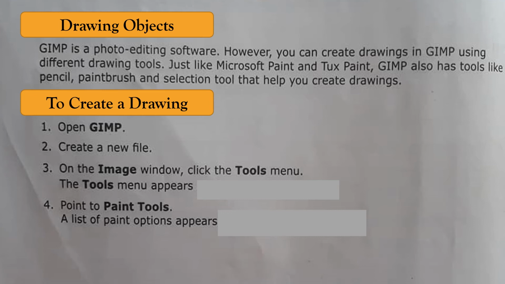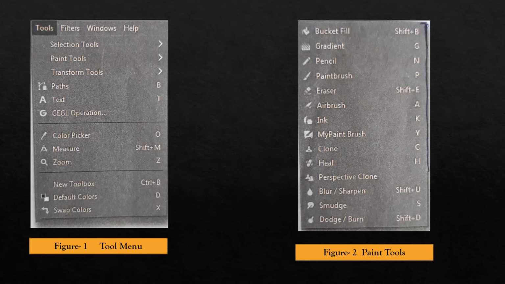Okay. On the image window, click the Tools menu, then the tools menu will appear. Point to Paint Tools. A list of paint options appears. Okay. Then as you can see on the screen, this is the tools menu on your left hand side, and on the right hand side the paint tools. So in tool options there are several options like selection tools, paint tools, transform tools, and in paint tools, we have pencil, paintbrush, eraser, airbrush, bucket fill, all options are there.